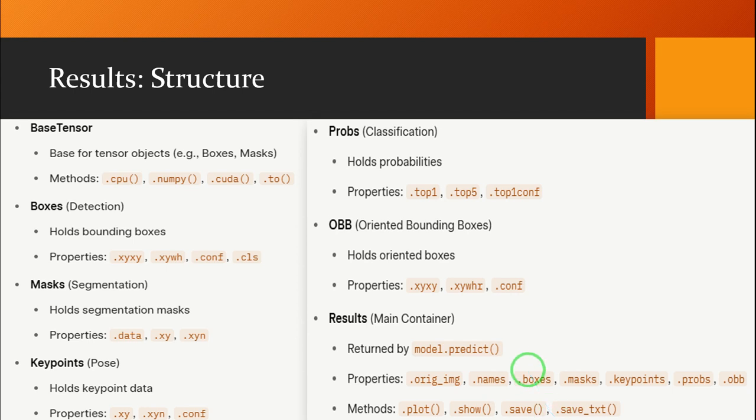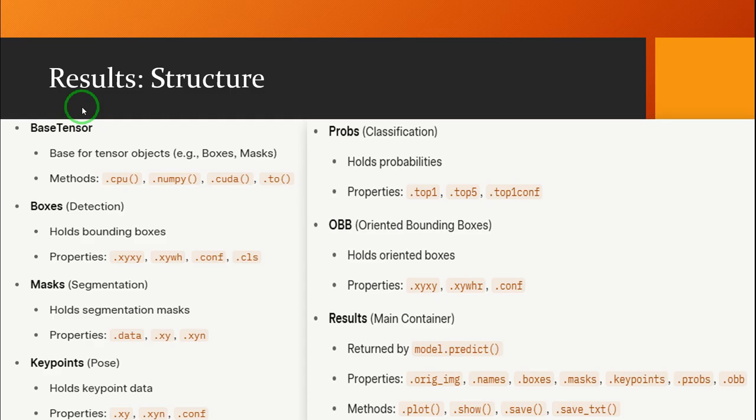So these are all the things. This structure shows how Results ties everything together, giving you easy access to the specific type of prediction output via attributes like boxes, masks, etc. The underlying data within boxes and masks is stored in tensors, inheriting common methods from the base tensor.